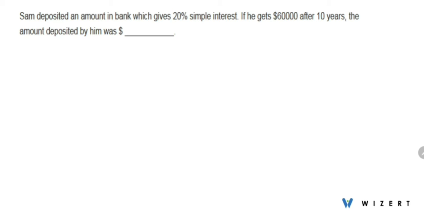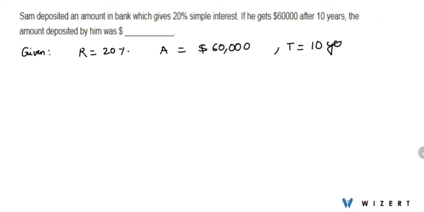Sam deposited an amount in a bank which gives 20% simple interest. If he gets $60,000 after 10 years, then we have to find the amount deposited by him, in dollars. So it is given in the question that the rate of interest is 20%, the amount is $60,000, and the time for this amount is 10 years.